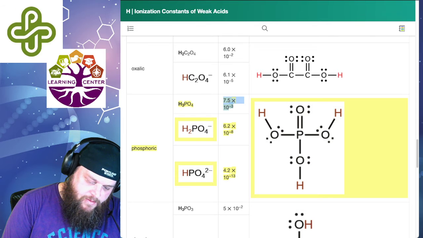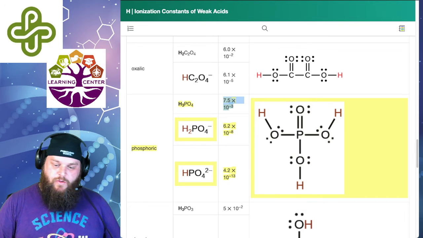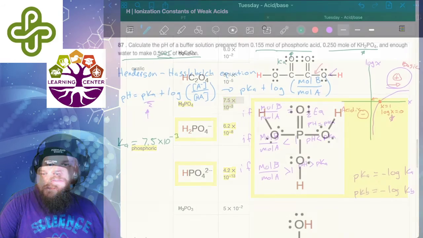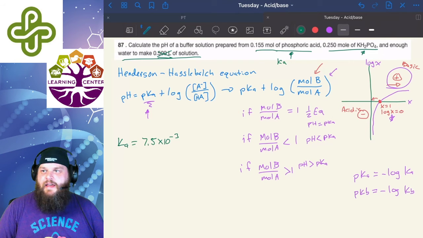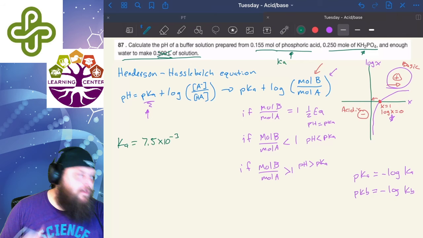So that's 7.5 times 10 to the negative 3. We can see the conjugate base for that is KH2PO4. The K is just a counter ion. Oops, let's switch back to my iPad. There we are. So that K is just a counter ion for that. The H2PO4 is the conjugate base in that regard. And we have our Ka value now.